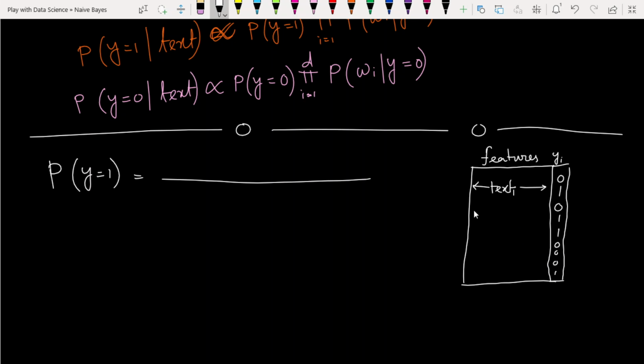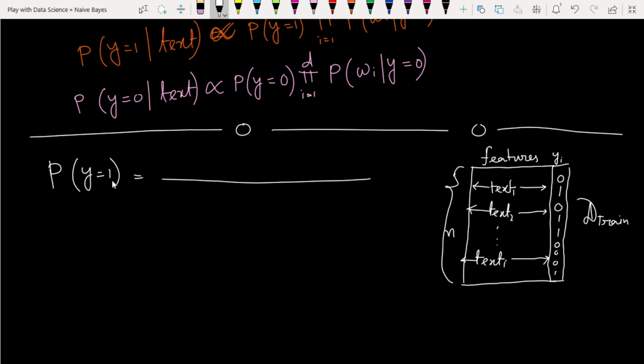Suppose it is text 1, text 2, dot dot dot, text i. Suppose we have n number of texts in the training data set, n data points. Let's take this as our D train. This is our training data set.